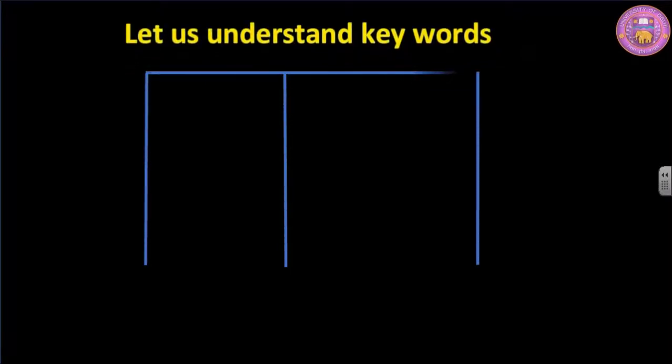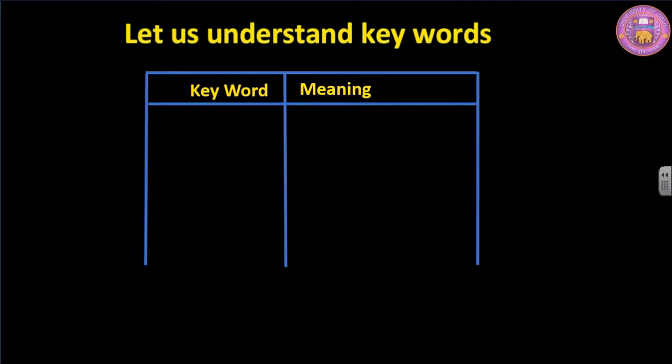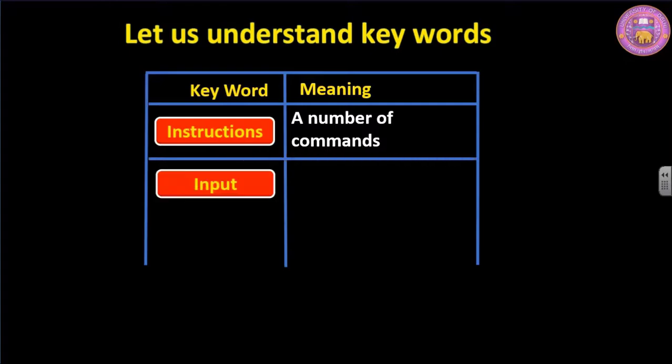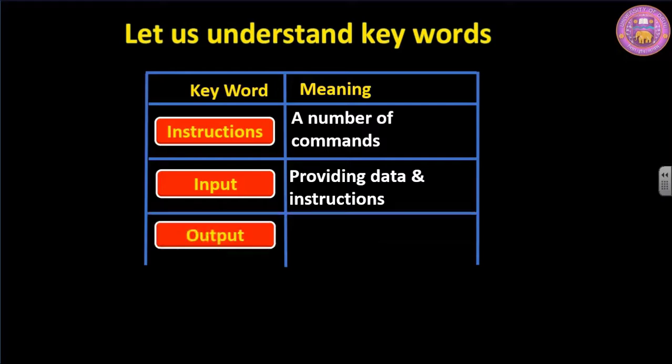Some of the other keywords are like this. Instructions. Instruction means a number of commands. Then inputs, we provide data and instructions to the computer. Once these data and instructions are given to the computer, they are processed by the processor and we get the result in the form of output. Output produces results.